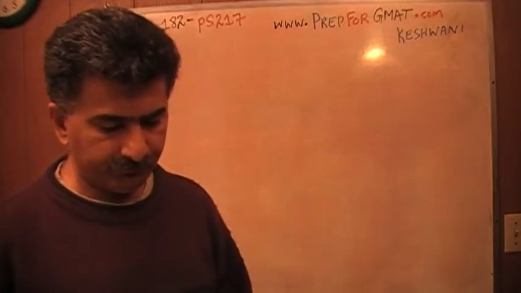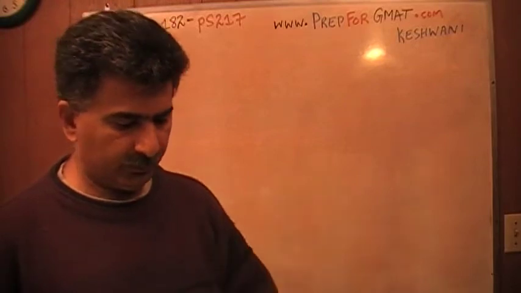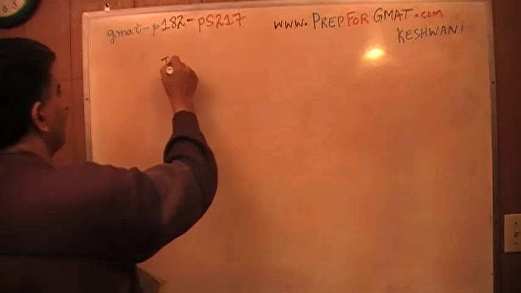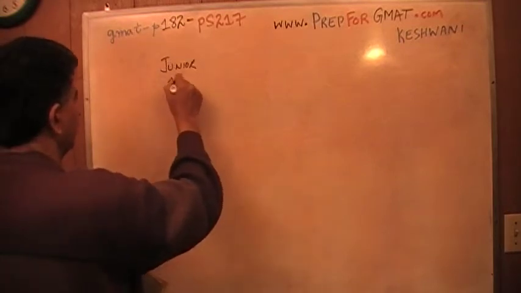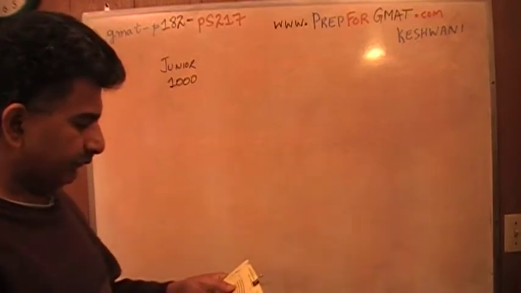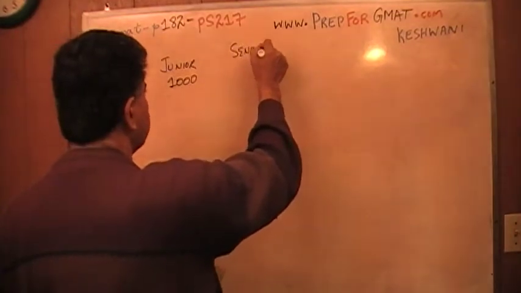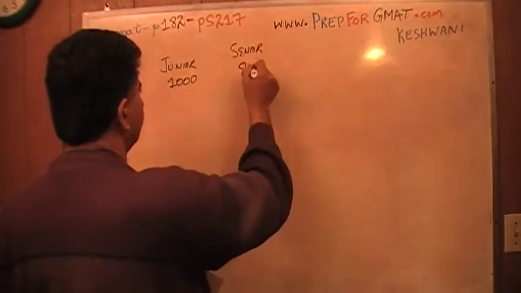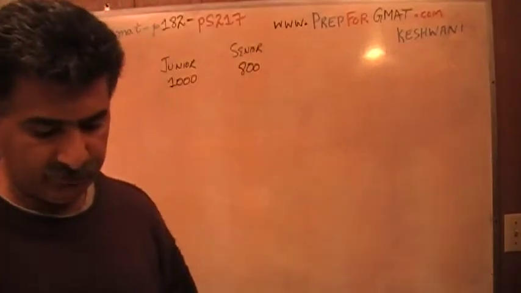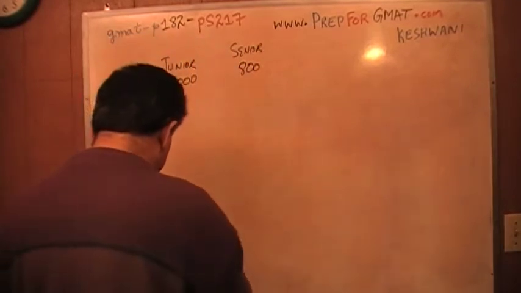It says, a certain junior class has 1,000 students. All right, so here is my junior class, which has 1,000 students, and a certain senior class has 800 students. All right, so far so good. Among these students there are 60 sibling pairs.